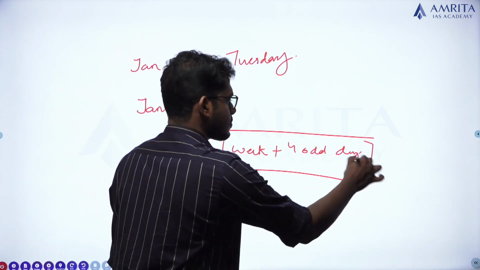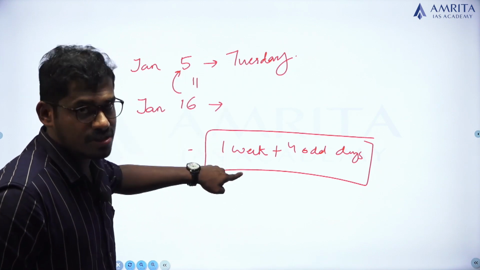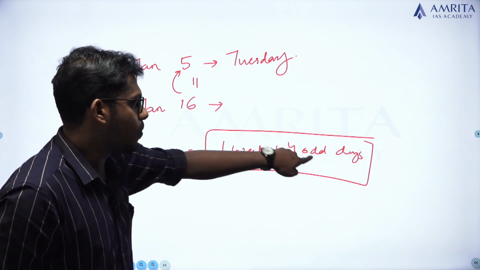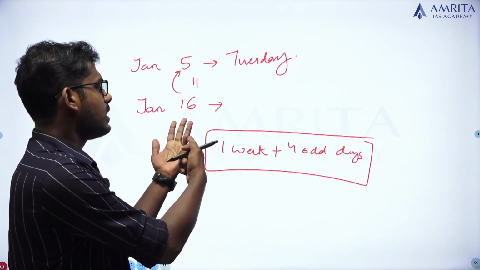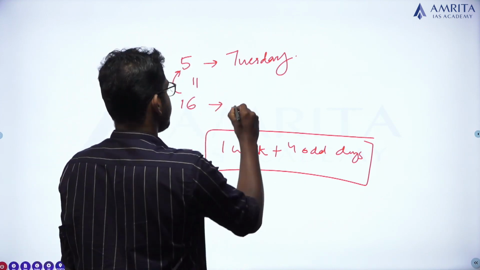Clear? Okay. After completing 1 week, the same day falls, that means Tuesday. Then 4 odd days in the sense Wednesday, Thursday, Friday, Saturday.